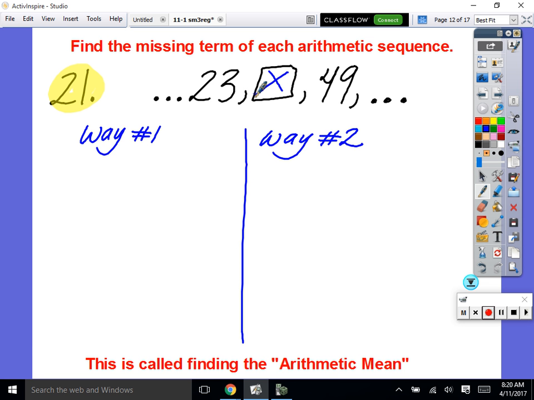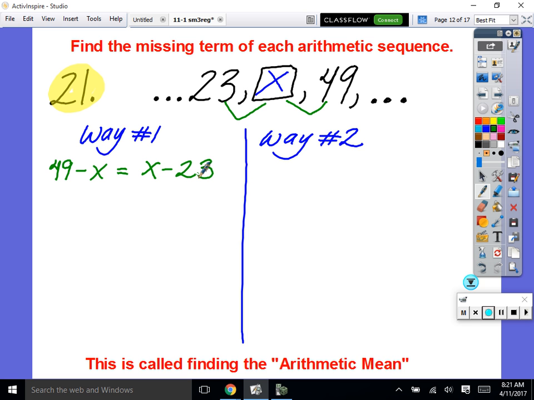So let's set up a true statement. Isn't it true that there'll be a common difference between each term, correct? So won't this minus this be the same as this minus this? Does everybody understand why? So that's a true statement. This minus this, 49 minus X, will be equal to, what's the next true statement? X minus 23. Now let's solve for x, because that's what we're trying to find.